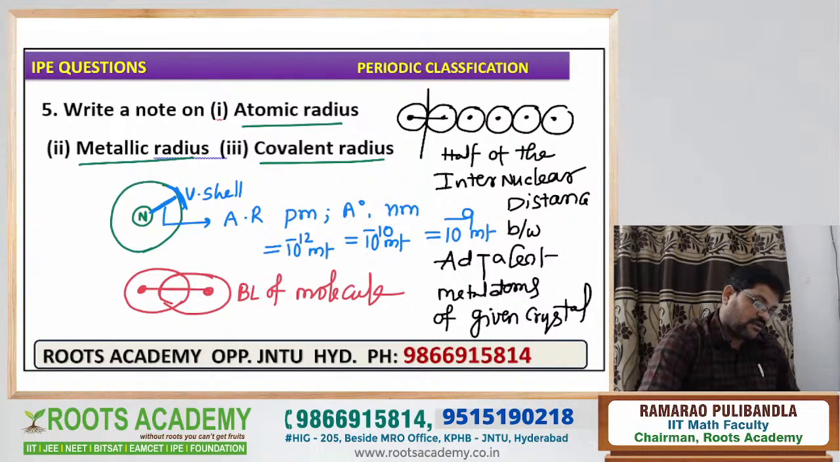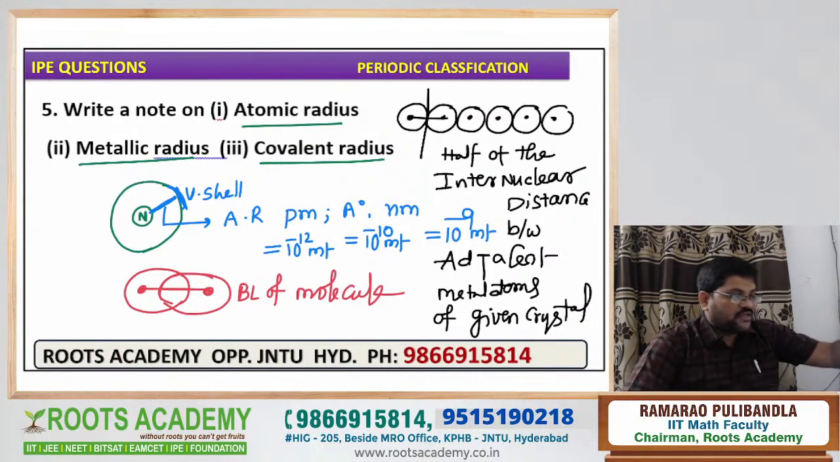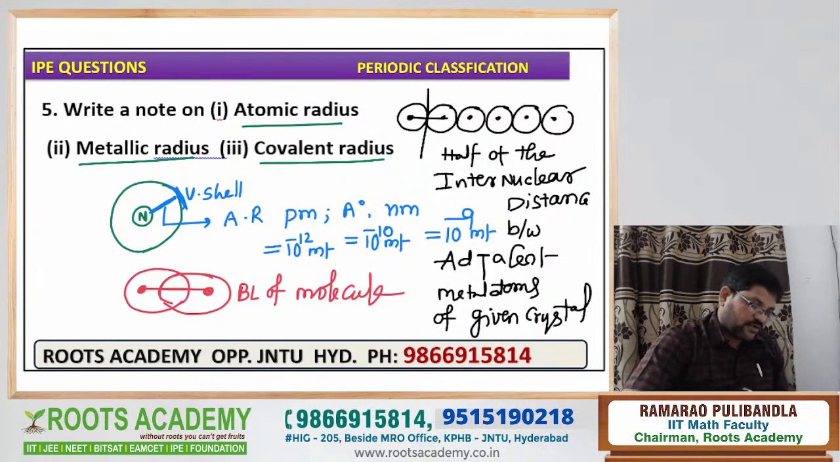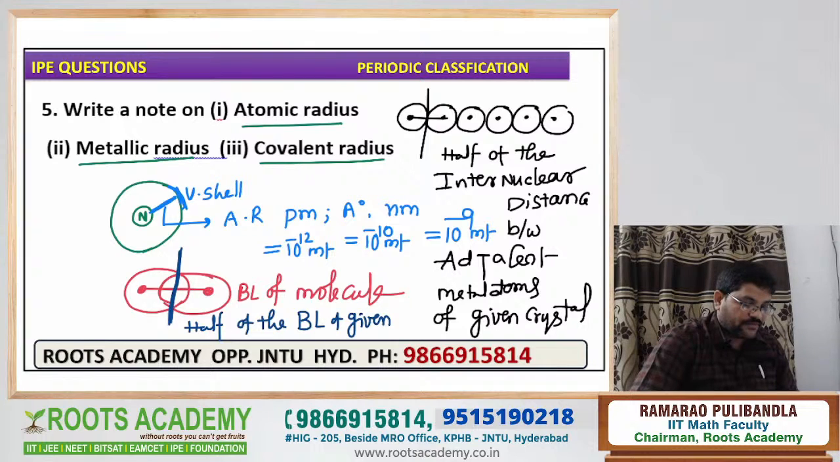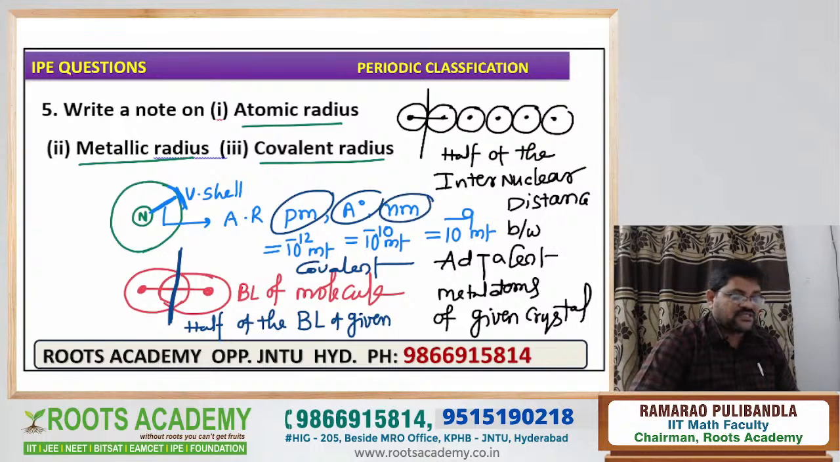Now, how do you define the covalent radius? Simple logic: half of the bond length of the given covalent molecule is known as the covalent radius. Again, the covalent radius is also measured in picometers, angstroms, nanometers, like that. Simple question.